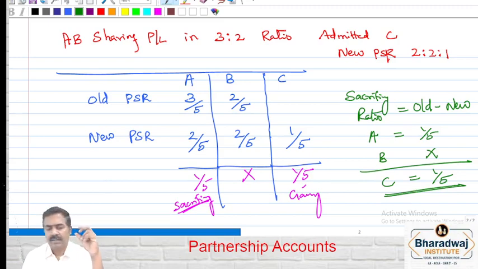Any doubt in it? When the old ratio reduces to the new ratio, it is called sacrifice. Without old partners giving up, new partners cannot gain. We will see more questions where old partners sacrifice and the new partner gains. Always, gain will be equal to sacrifice. Shall we move to the next question?